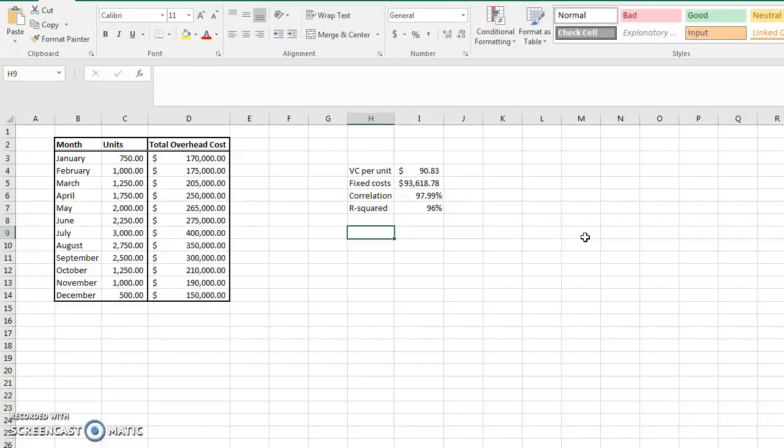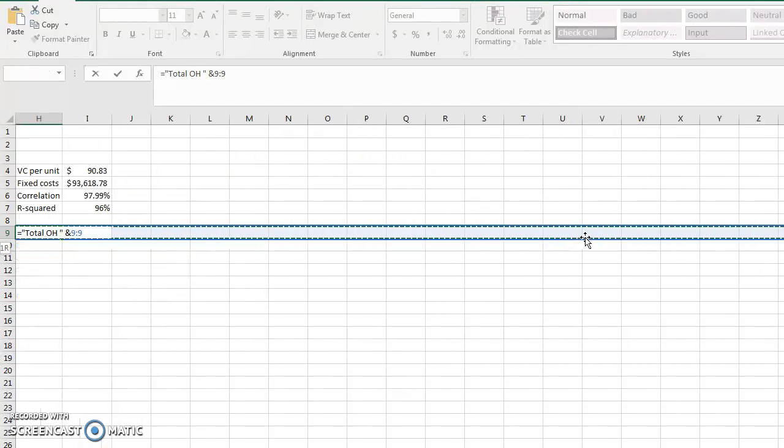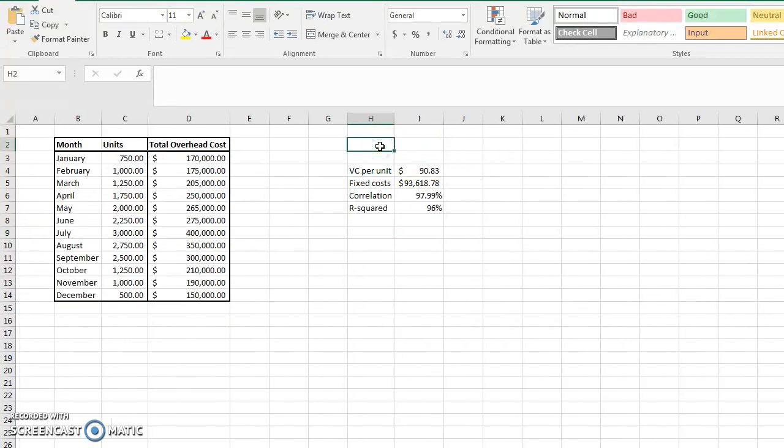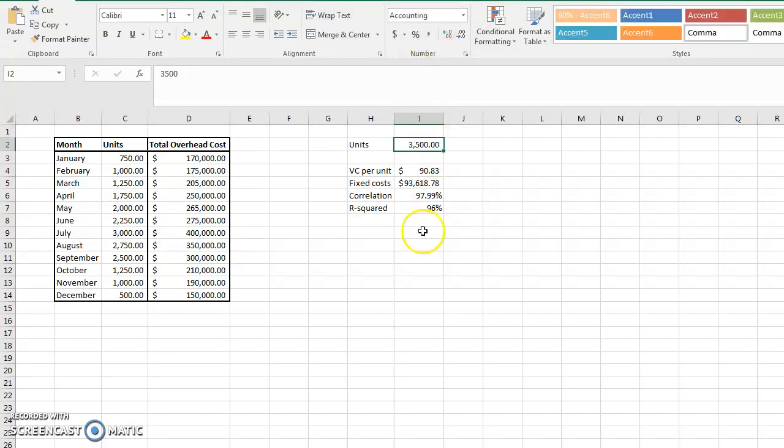And what I'm going to do is be kind of clever. I'm going to go equals total overhead at, and then I'm going to cancel that. Sorry. I'm going to come over here and say units like this. I'm going to go 3,500. And then I'm going to format that with a comma.